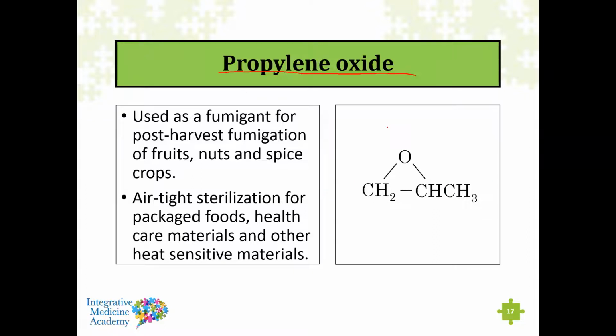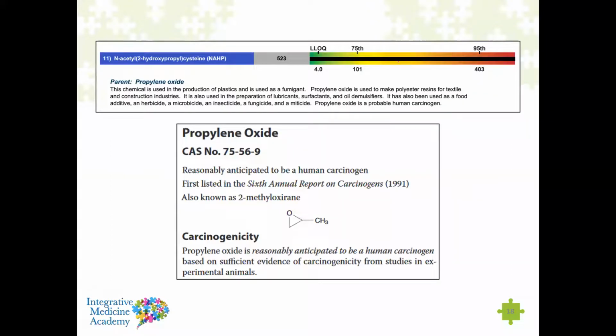So again, it's a fairly common marker for people to have high. And we can see in this particular individual, propylene oxide levels are very, very elevated, well above the 95th percentile on this test. Now, it is used in the textile industry and the construction industry. So it could be used in lubricants and surfactants, for example. But again, it's a common thing added, okay, to act as a fungicide and insecticide, etc. So unfortunately, it is a probable human carcinogen. Okay, so the way it's listed here.